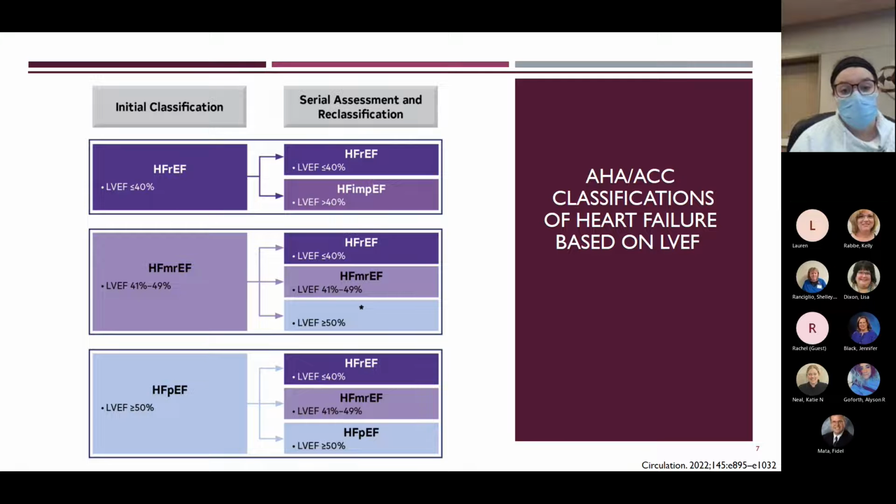And then lastly, our HFpEF patients, and that hasn't changed either. And then of course, those patients can always be reclassified into one of the other groups.